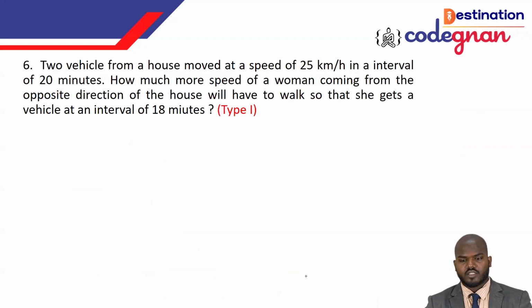Okay, so we have the question: two vehicles from a house move at a speed of 25 kilometer per hour in an interval of 20 minutes. How much more speed must a woman coming from the opposite direction of the house walk, so that she gets a vehicle at an interval of 18 minutes? These are application oriented questions. You need to think in a deep way. If you directly apply the formula, that doesn't work here. You have to think in a different way. So read out the question once again, please.